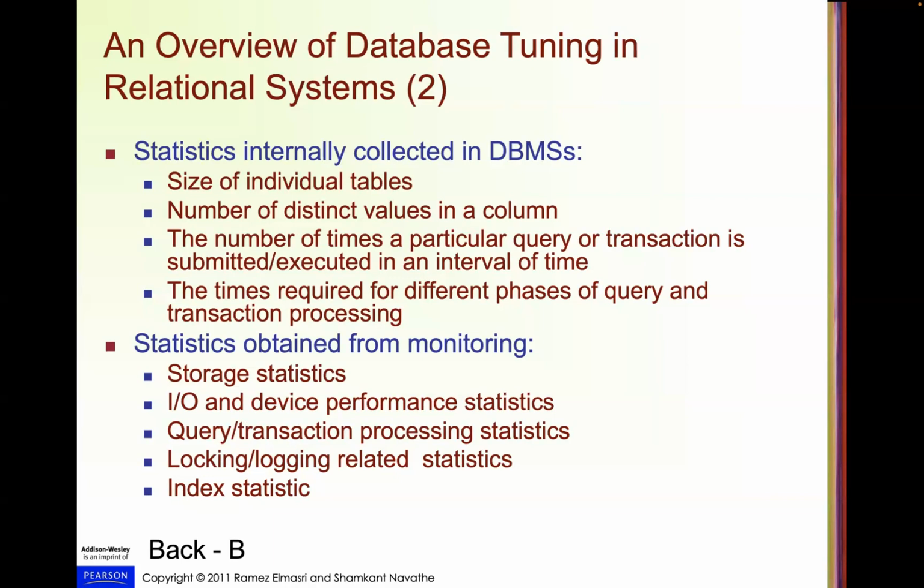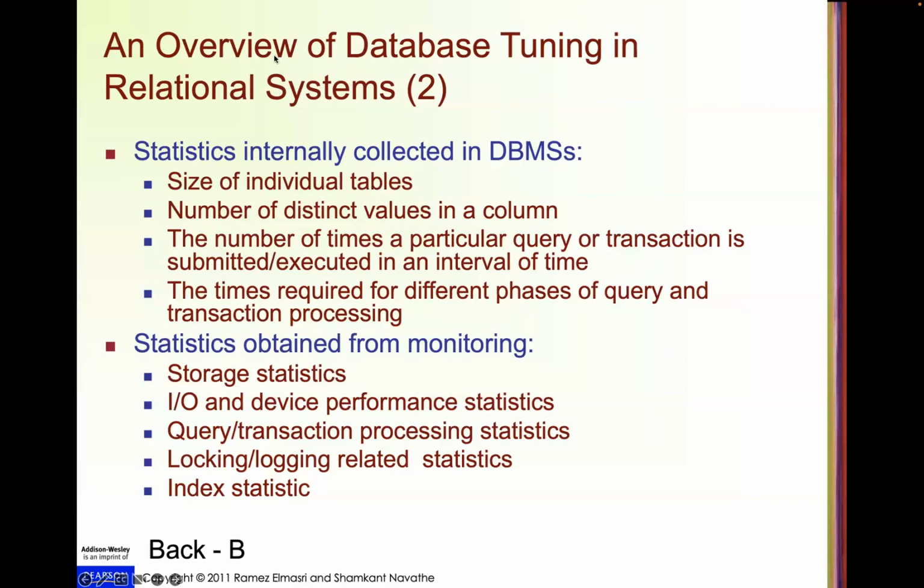So these are the data or the information that are obtained after monitoring the database: storage statistics, IO and device performance statistics, query transaction processing statistics, logging and logging related statistics, and index. So how many are there? There are 5.